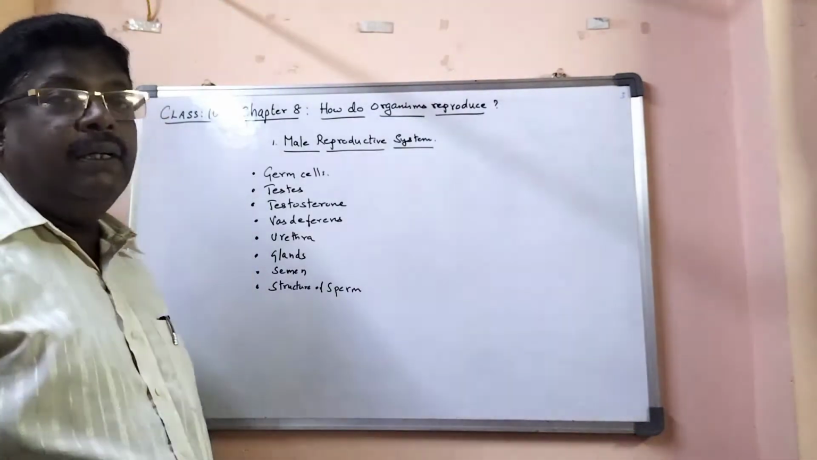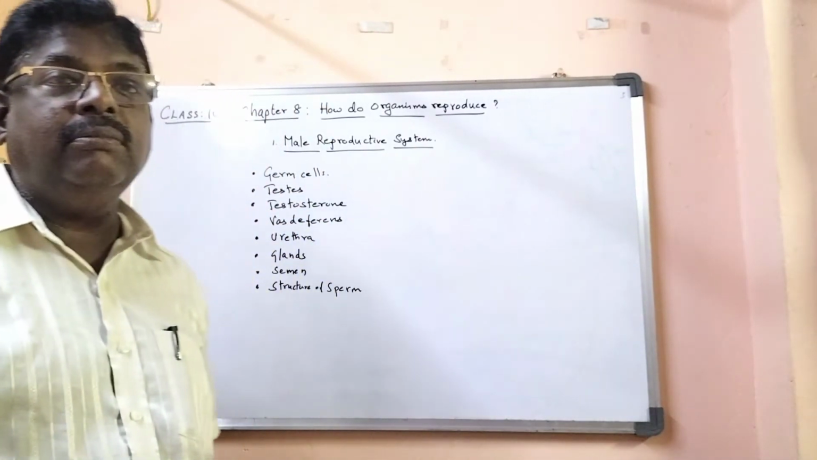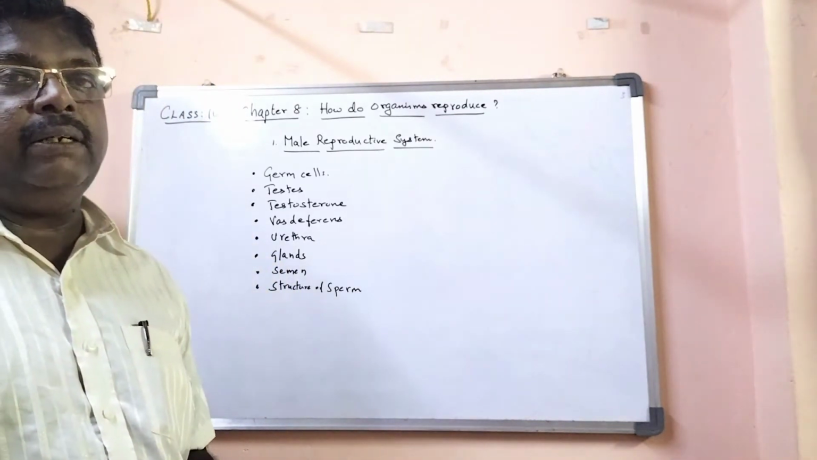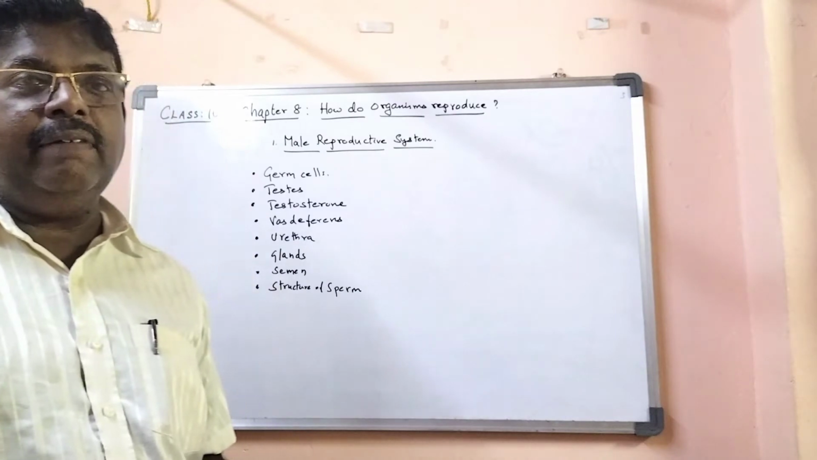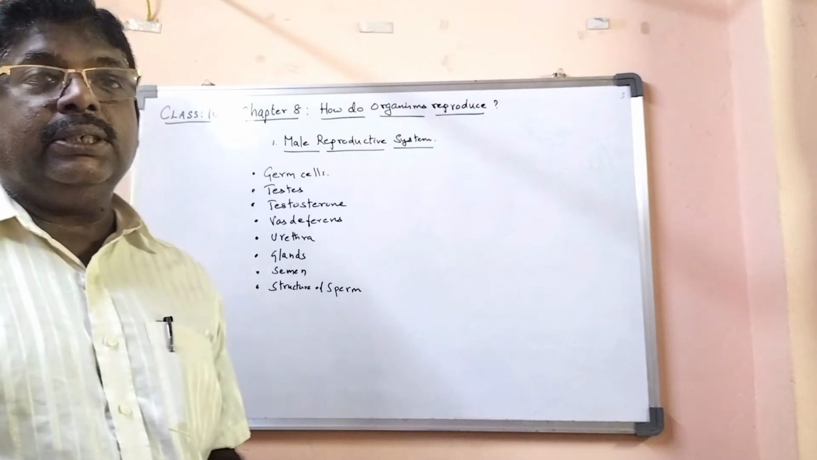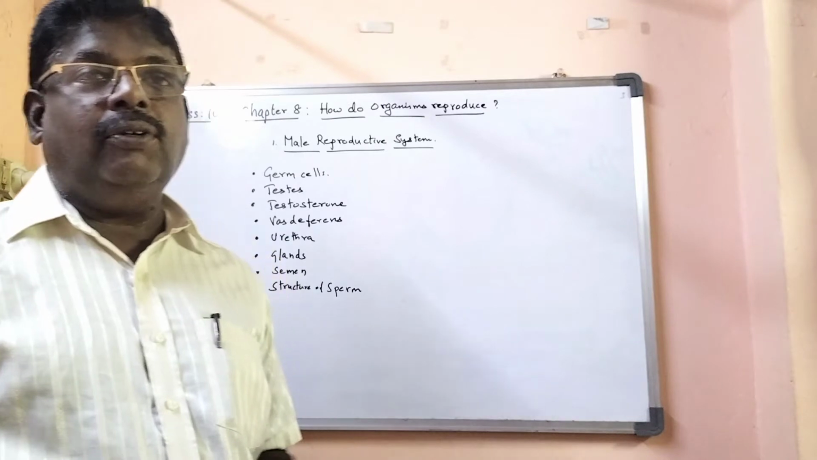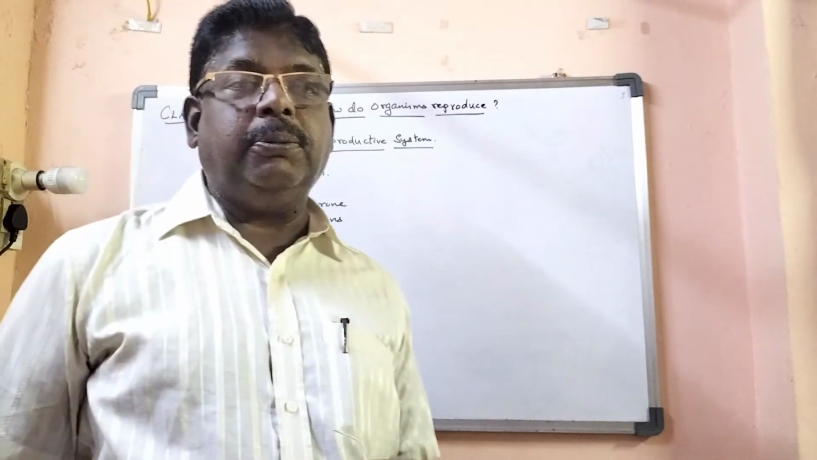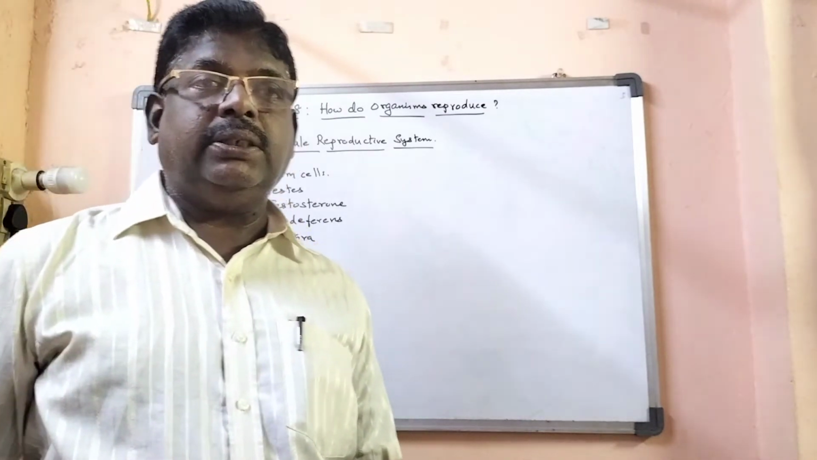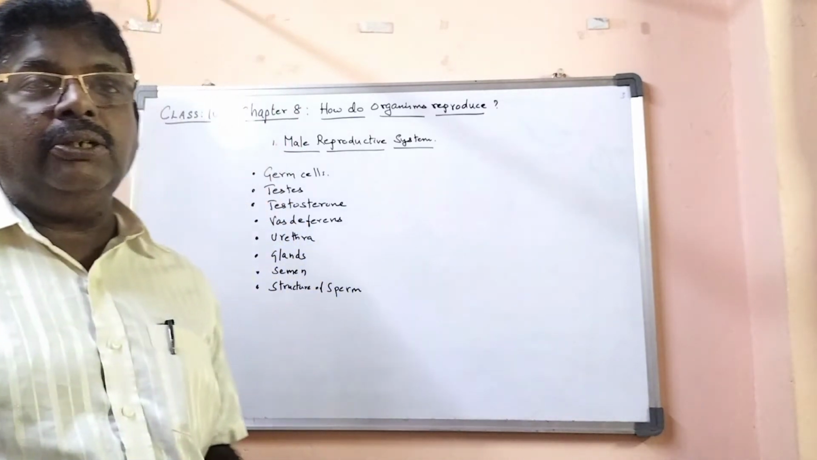Glands. There are some glands in our male reproductive system. The prominent glands are seminal vesicle and prostate gland. These glands secrete a fluid called semen. This fluid semen helps in the transportation of sperms and also provides nourishment, nutrition to the sperms. Two things: transportation and nutrition.